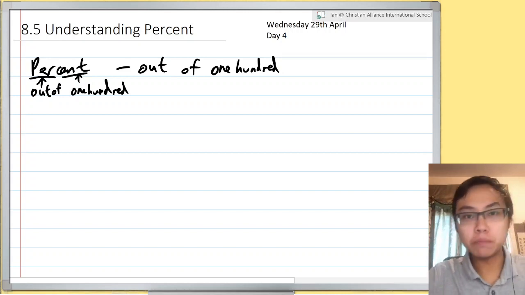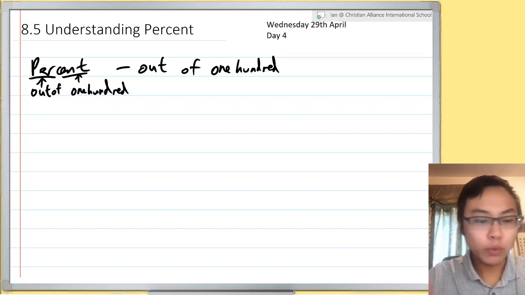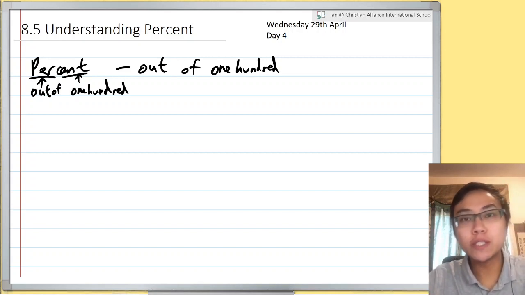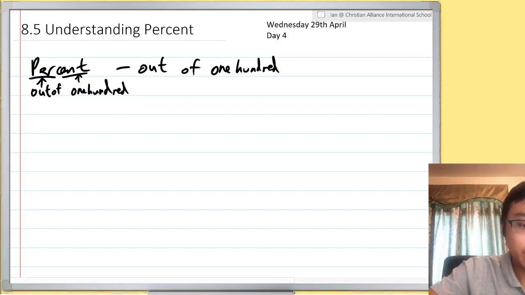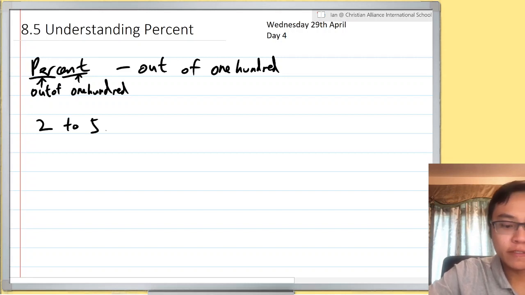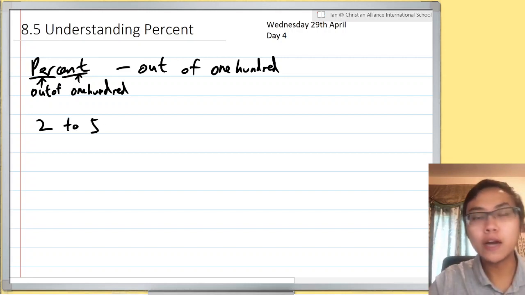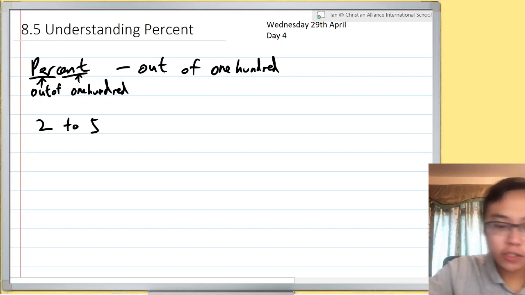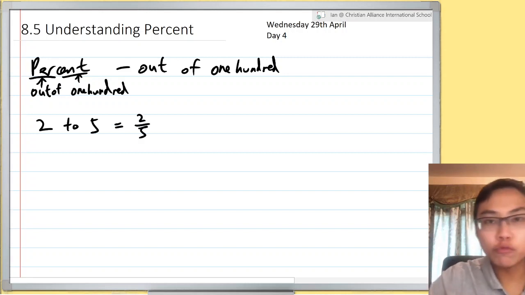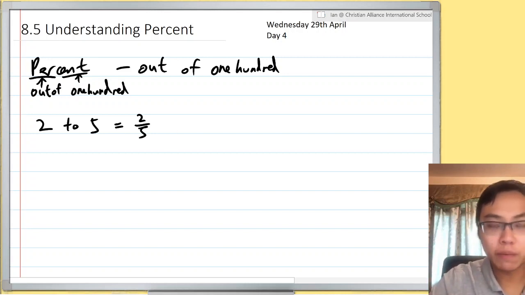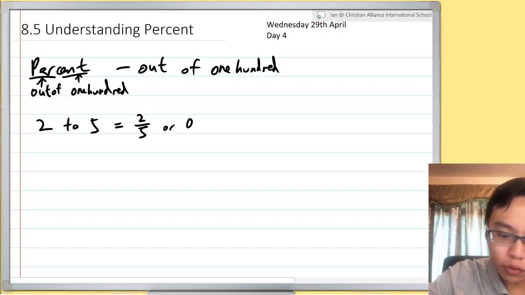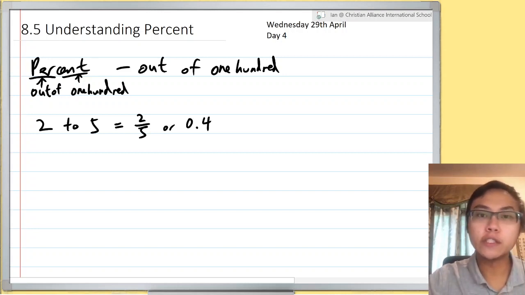Now, what does it actually mean? We want to change everything to be out of 100 so that we can visualize or understand what that number actually is. Now, we have been talking about ratios. For example, if I had 2 to 5 in total, so 2 out of 5, writing that as a fraction is equal to 2 over 5. We can write that as a decimal by dividing 2 by 5, which will be 0.4.